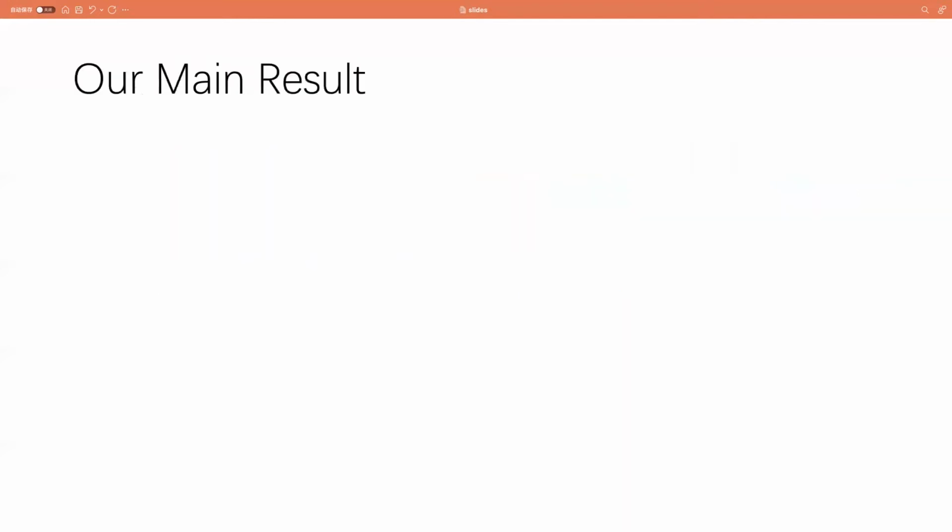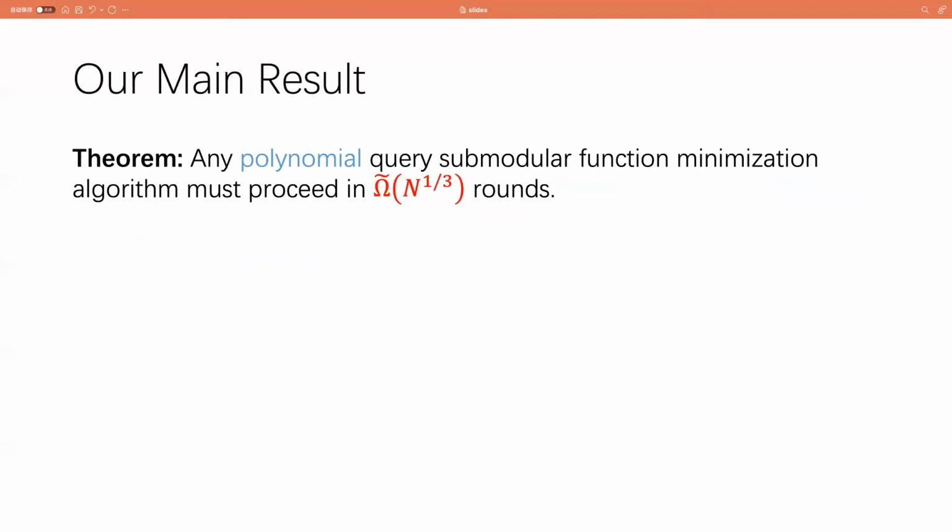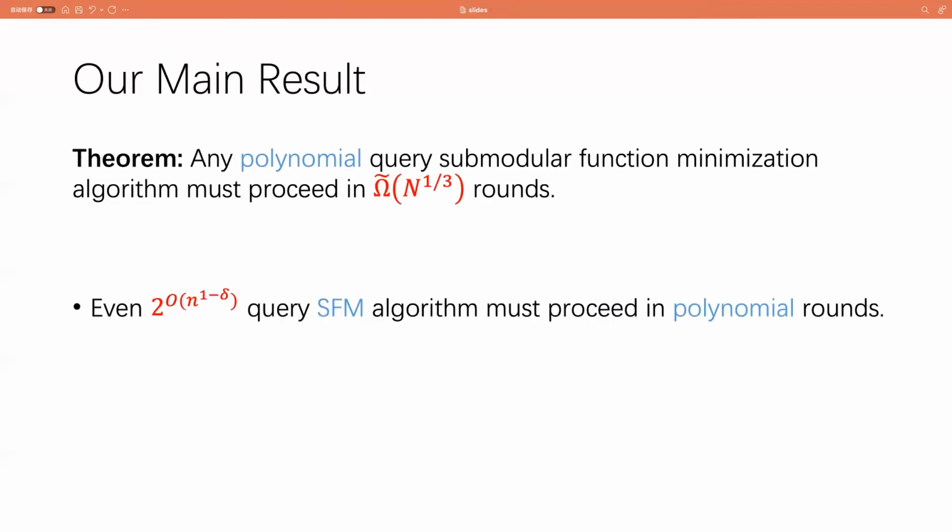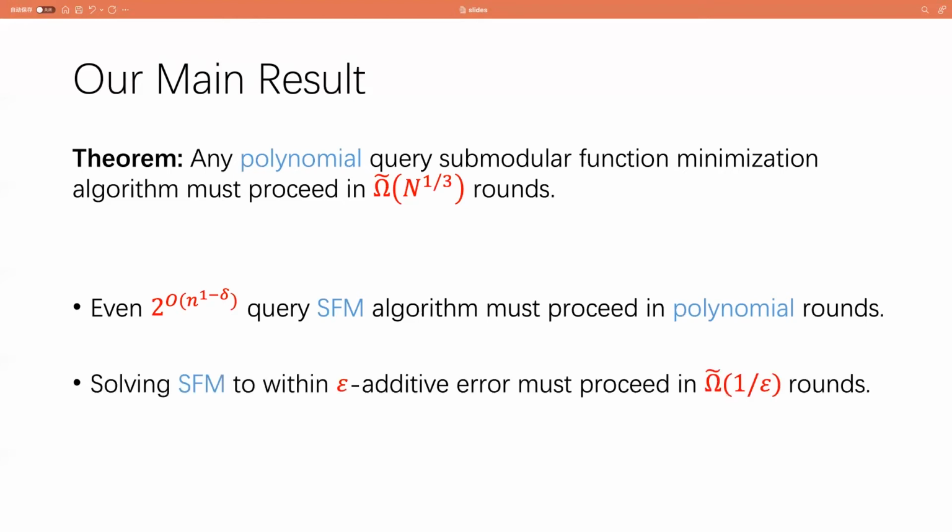In this work, we show that this is not the case. We prove that any polynomial-query submodular function minimization algorithm must proceed in omega of n to the 1/3 rounds. In fact, we are able to show that even a 2 to the order n to the 1 minus delta query SFM algorithm, where delta is any fixed constant, must proceed in polynomial rounds. And we are also able to show that solving SFM to within epsilon additive error must proceed in order 1 over epsilon rounds. Here we assume the function value has been normalized to between -1 and 1.